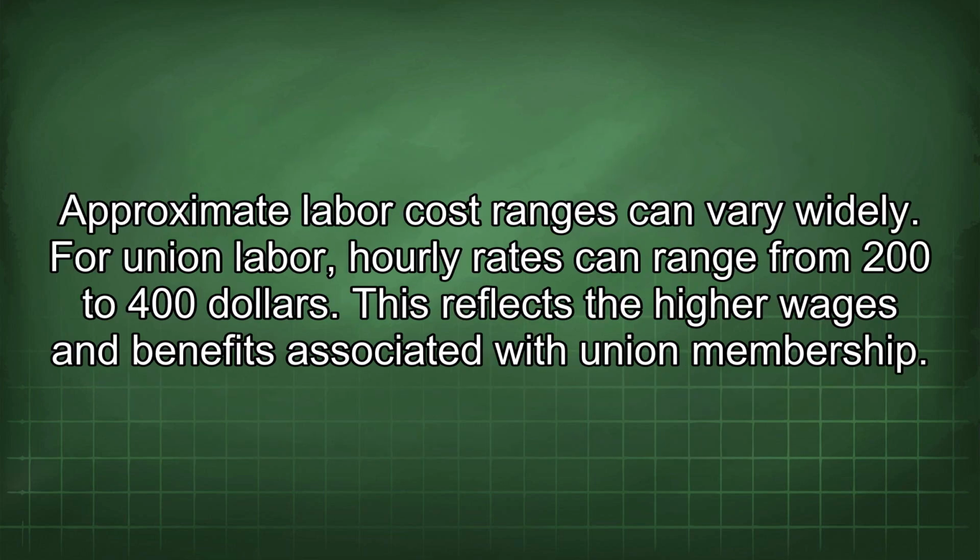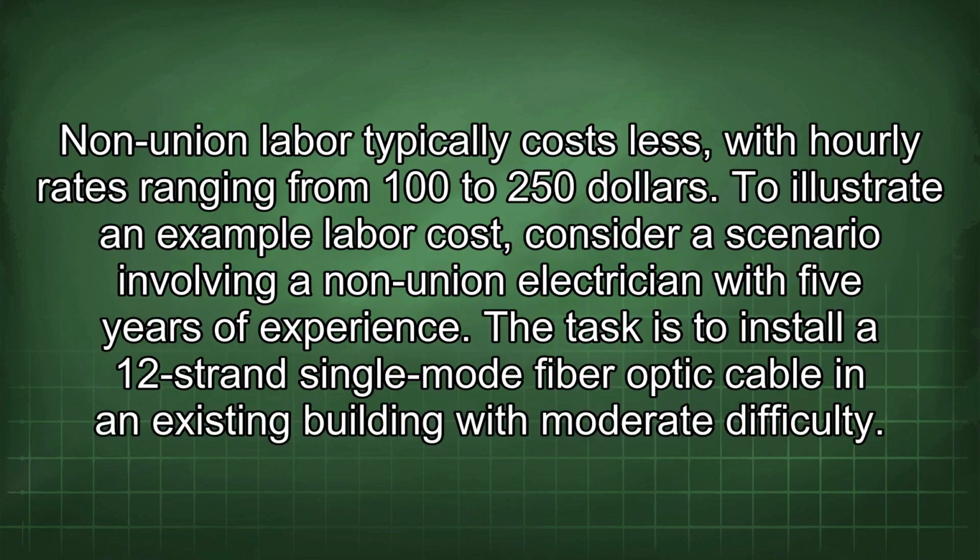Approximate labor cost ranges can vary widely. For union labor, hourly rates can range from $200 to $400. This reflects the higher wages and benefits associated with union membership. Non-union labor typically costs less, with hourly rates ranging from $100 to $250.